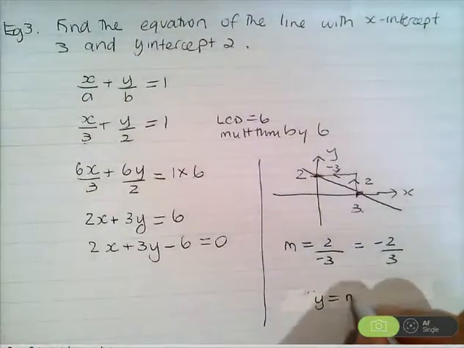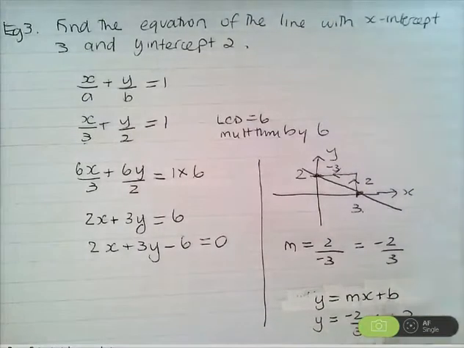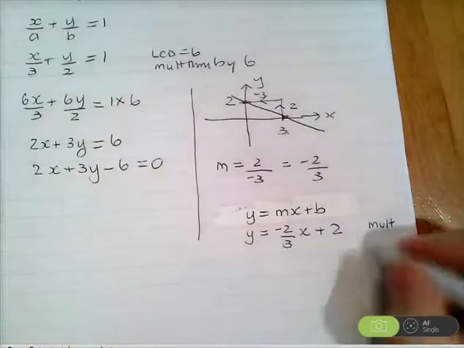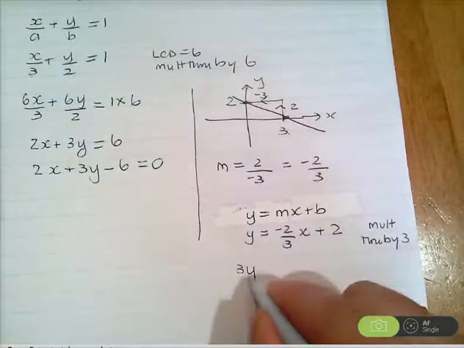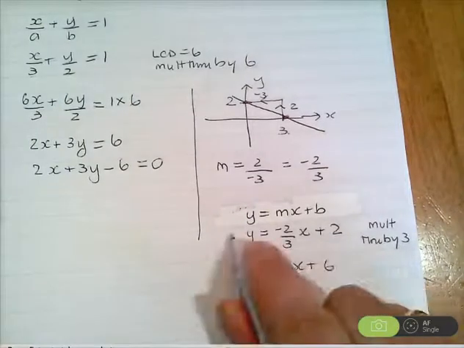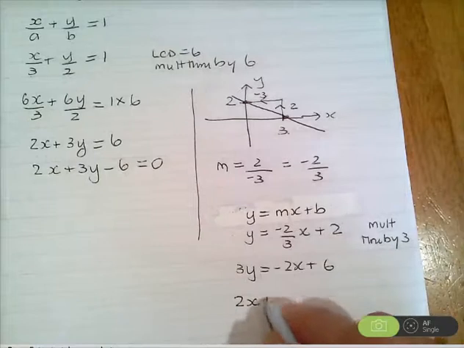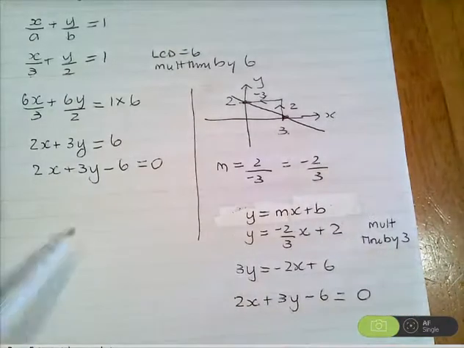So if I go y equals mx plus b here, I've got y equals, the gradient is negative 2/3 x and the y-intercept is plus 2. But here I still need to get rid of this divide by 3. So I'm going to multiply through by 3. So I'm going to get 3y equals minus 2x plus 6, multiplying that by 3, this by 3, and that by 3. Taking everything over to the left, I get 2x plus 3y minus 6 equals 0, which is the same answer as I got over here.